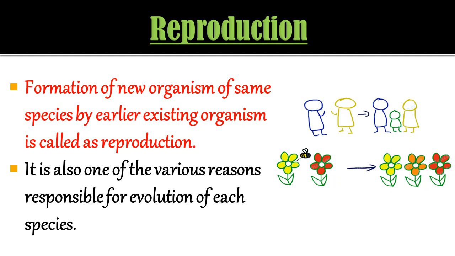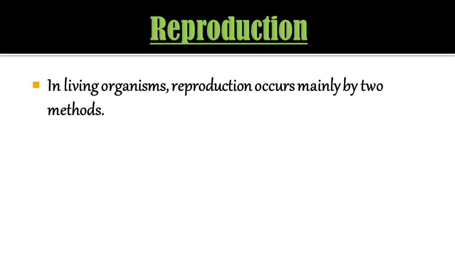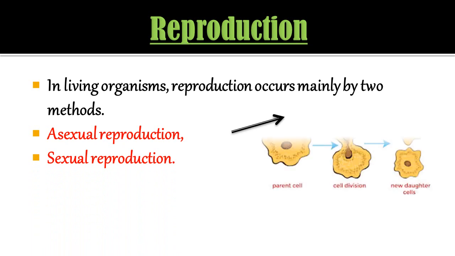In living organisms, reproduction occurs mainly by two types. The first is asexual reproduction, and the next is sexual reproduction. Students, in asexual reproduction, you can observe that the parent cell divides, cell division takes place, and two new daughter cells are formed, and these two new daughter cells are exactly similar to the parent cell. In asexual reproduction, only one parent is involved, and it is the process of formation of a new organism by an organism of the same species without involvement of gametes. So when gametes are not involved, it is called asexual reproduction.